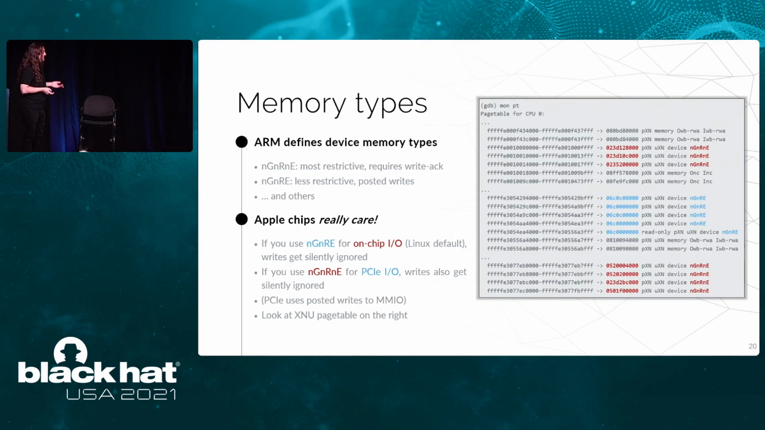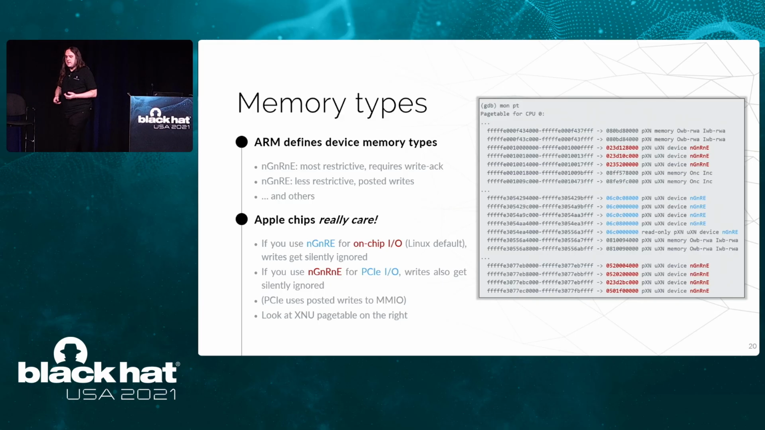As it turns out, for PCI Express, you have to request no write acknowledge, because otherwise your writes get black-holed as well. So this actually was quite a find, and the only reason we could really figure out how it worked is because we have a model. We ran the XNU kernel inside the model, and we dump the page table, and you can see that the ranges that correspond to PCI Express are posted write and GNRE, and the ranges that correspond to on-chip MMIO have the more restrictive policy.